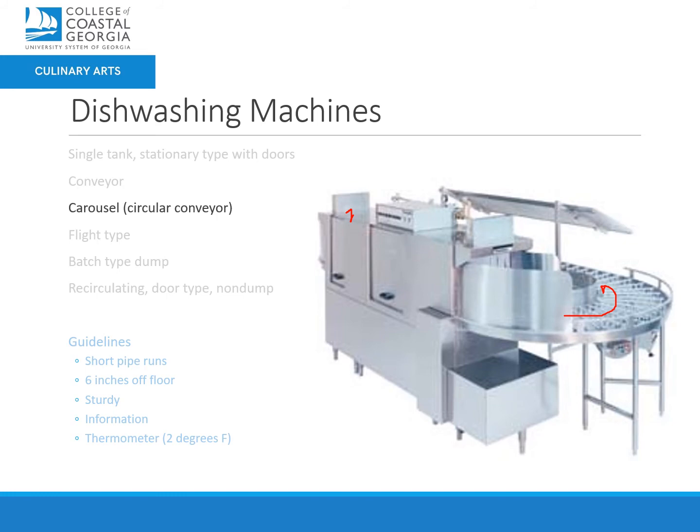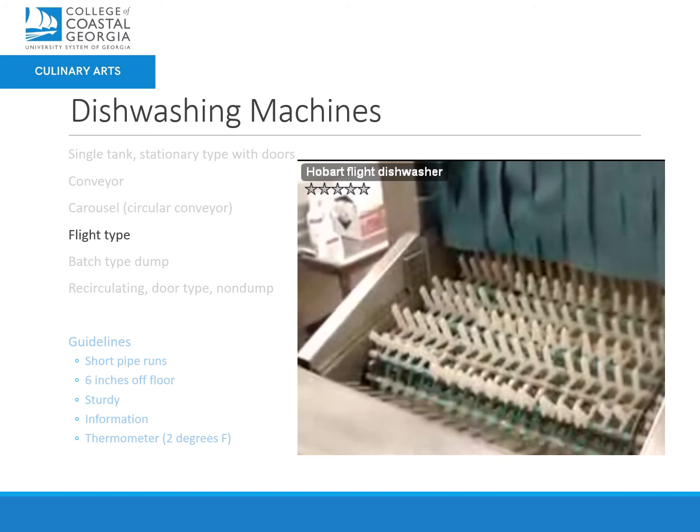clean dishes. The flight type, I'm sorry, this is a bad screen grab out of a video, but essentially here you just set the plates in these racks. So instead of using trays or using the separate racks, your dishes just go onto this type of layout and feed through the machine and come out the other side. And there are other types. There's what's called a batch type dump and a circulating door. There are lots of different types of dishwashers. So I just wanted to hit those real quick.